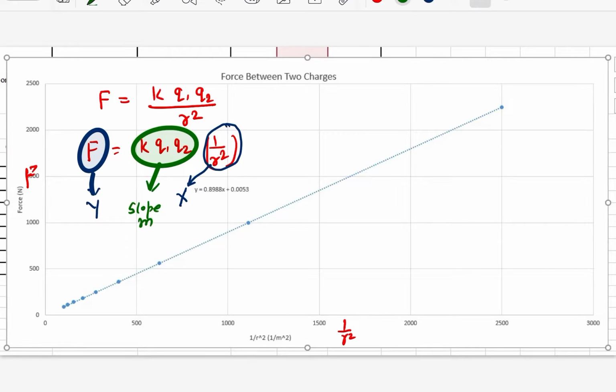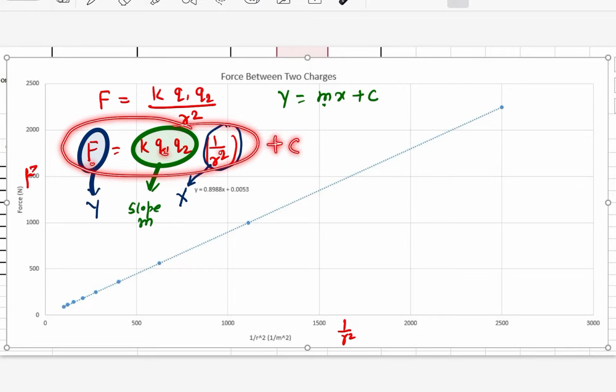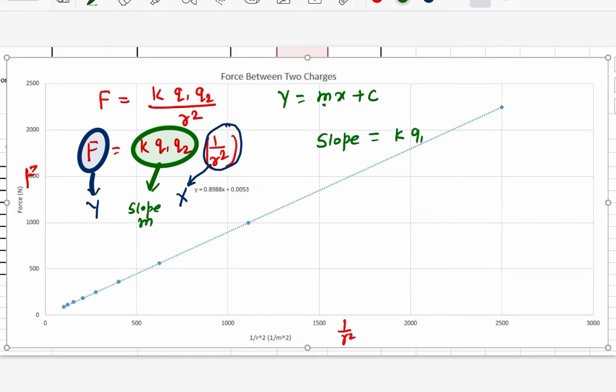Why does it represent the slope? Because remember, the equation of any straight line is y equals mx plus c, and m is the slope here. So exactly this equation is in the form of y equals mx plus c, and c here is 0 in this case, and you can see here the y-intercept is close to 0. So the slope would be k times q1 times q2. That's my slope. Okay. So from this slope, I can get the value of this constant here.